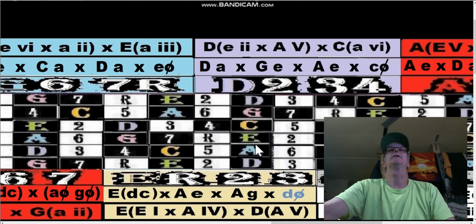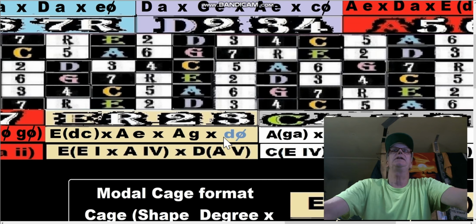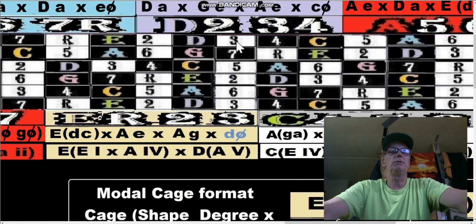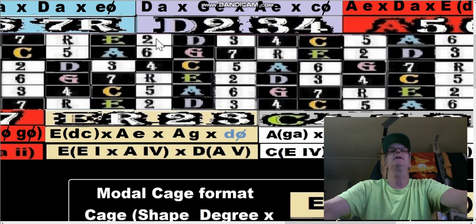Okay, so let's look at that. We have a D half diminished shape. Well, first thing to do is look for the D. Here's the D shape. It actually goes out of the cage, but that doesn't matter because we can bend the rule there, because we're not going to be playing 5 root 7. We're going to be playing 4, 7, 2. That is in the cage.